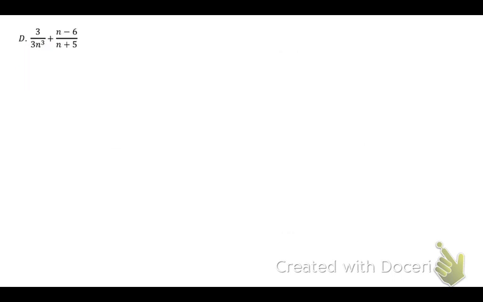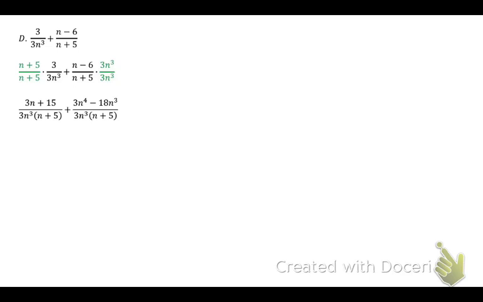Okay? Let's look at this one. No minus sign, so we don't have to deal with it. I'm going to take that n plus 5, multiply it to the first one. 3n cubed, multiply it to the second one. So you get 3n plus 15 over 3n cubed times n plus 5 plus 3n to the fourth minus 18n cubed over 3n cubed times n plus 5. Combine like terms and you get 3n to the fourth minus 18n cubed plus 3n plus 15.